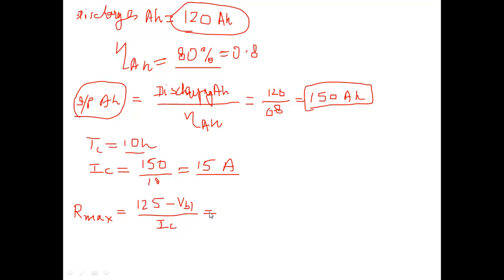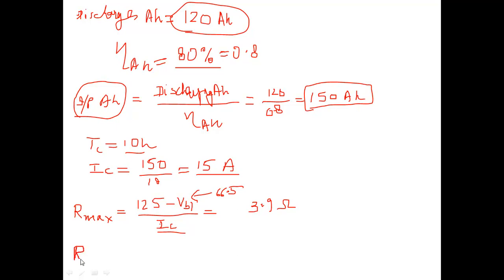So VB1 was 66.5 volt. So you can put the value of VB1 as 66.5, and you can place the value of IC, that is 15 ampere. Therefore you will have a resistance of 3.9 ohm to be connected in the external circuit.